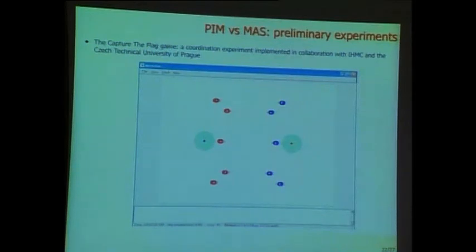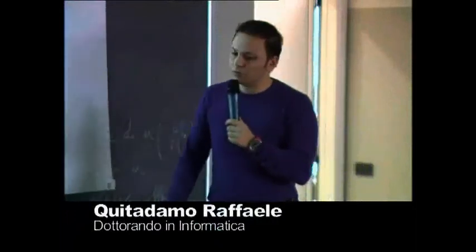And running this experiment, we can see that the robots are moved by the PIM very fast with respect to the multi-agent system, because it's more responsive. But the main advantage is from the programmability point of view. If you see the code of the MAS implementation, it's much more complex than the PIM implementation. And of course, the red robot will knock the other team down.